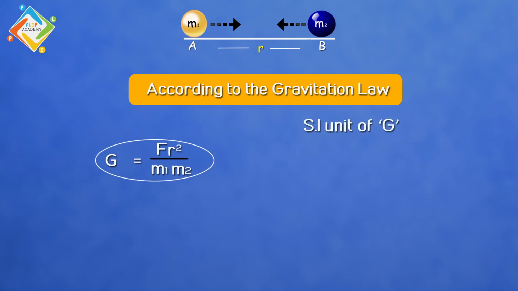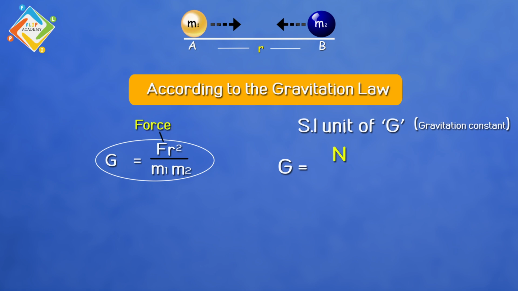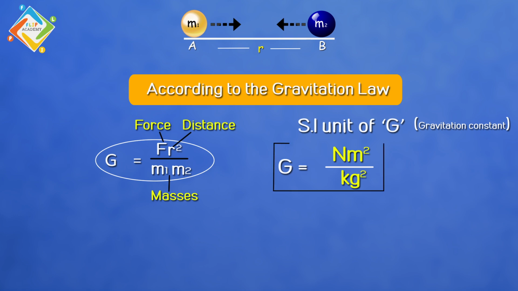Now let's see the SI unit of G, the gravitation constant. For force, the unit is Newton. For r, which is a distance, the unit is meter, so it becomes meter square. For m1 into m2, which are the masses of the objects, the unit is kg, and as m1 and m2 are both in kg, it becomes kg square. So we get the unit of G, which is Newton meter square per kg square.